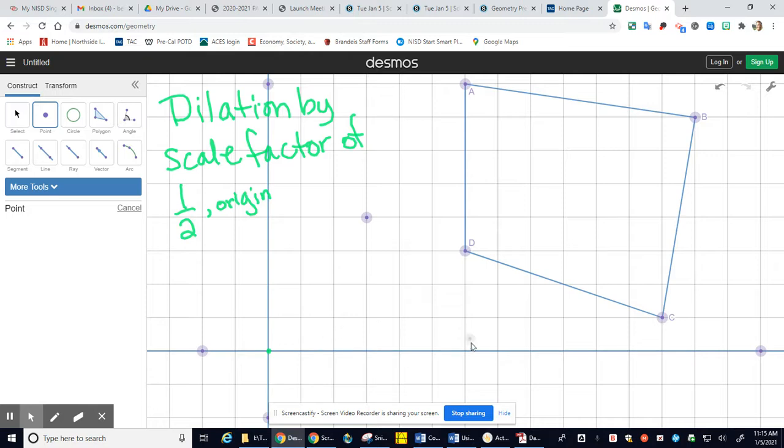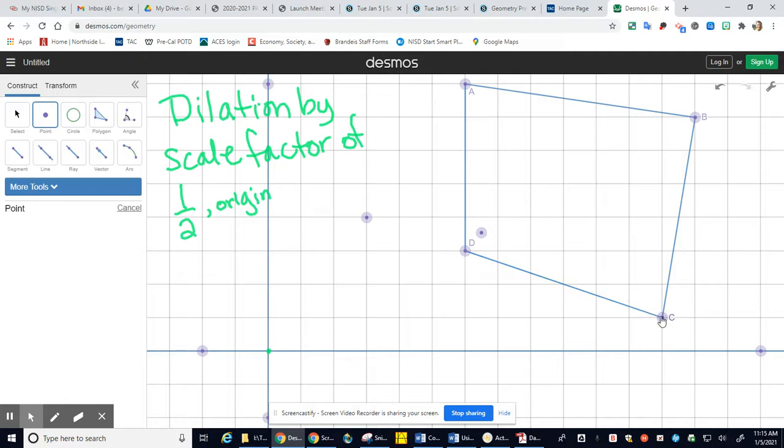Okay, B is 13 to the right, counting 6, 7, 8, 9, 10, 11, 12, 13, and 7 up. So half of 13 is 6.5, and half of 7 is 3.5. So point B is going to end up right there.